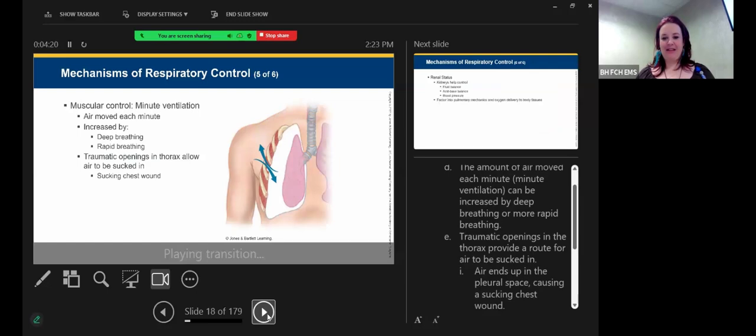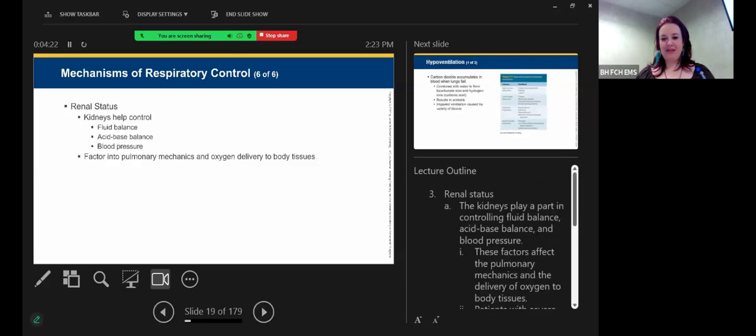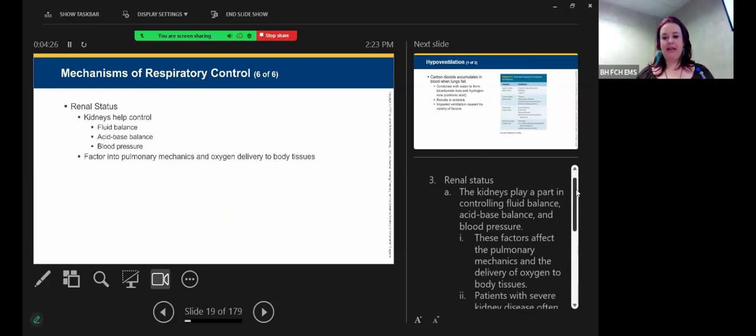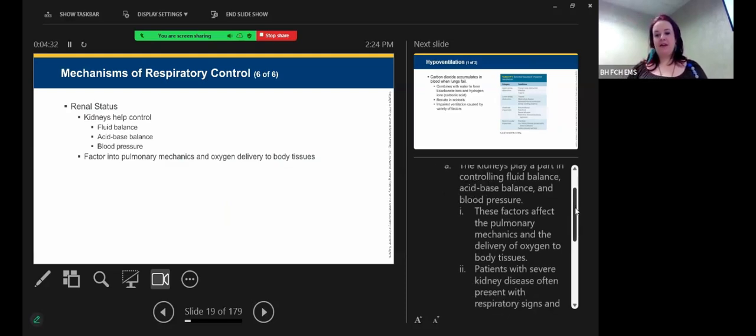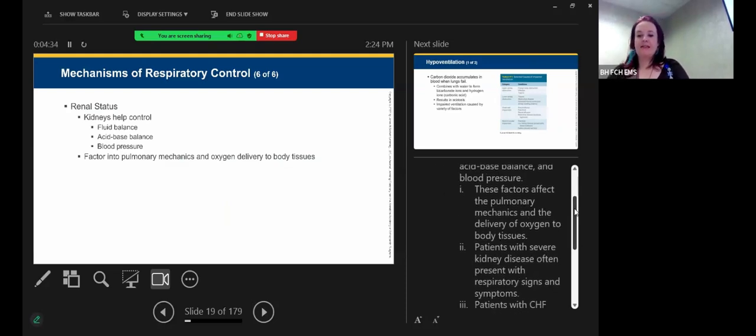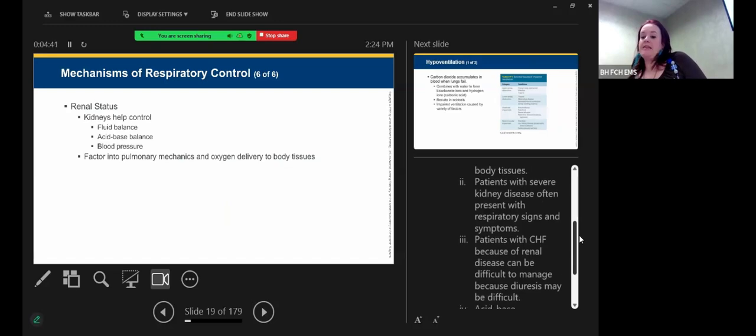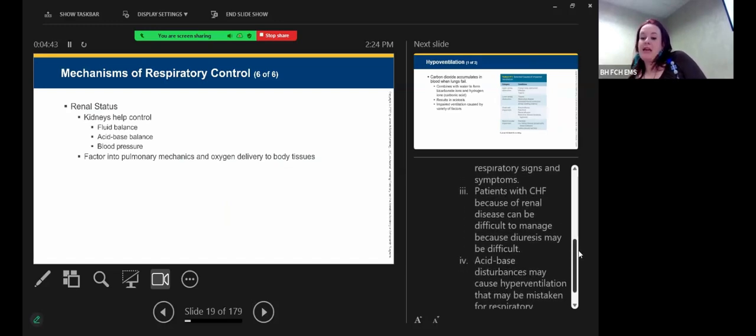All right, we know what minute ventilation is. So renal status plays a pivotal role in ventilation. The kidneys play a part in controlling fluid balance, acid-base balance, and blood pressure. These factors affect the pulmonary mechanics and the delivery of oxygen to body tissues. Patients with severe kidney disease often present with respiratory signs and symptoms. Patients with CHF because of renal disease can be difficult to manage because diuresis may be difficult.